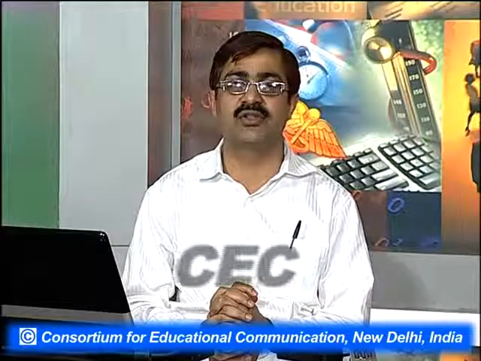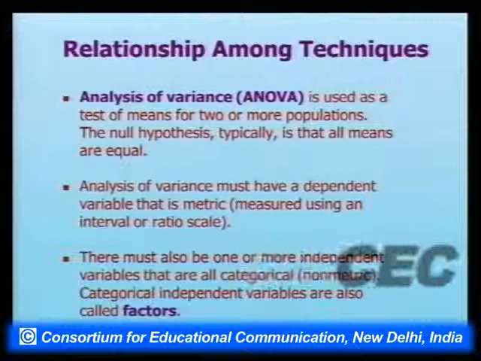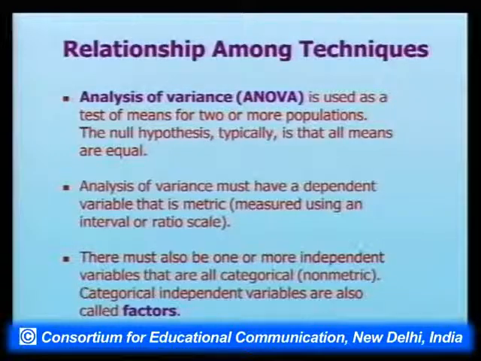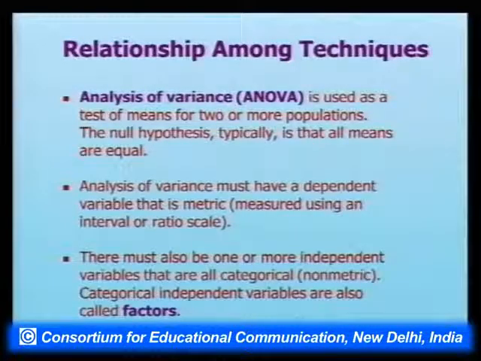So basically in analysis of variance we have two types of variables, independent variables and the dependent variable. The dependent variable is usually one only and the independent variables can be more than one. The dependent variable is metric, measured either on an interval or a ratio scale, and the independent variables are non-metric, which are categorical in nature. There must be one or more independent variables, and categorical independent variables are also called factors. So in analysis of variance, the independent variables are called factors and the dependent variable has to be metric.